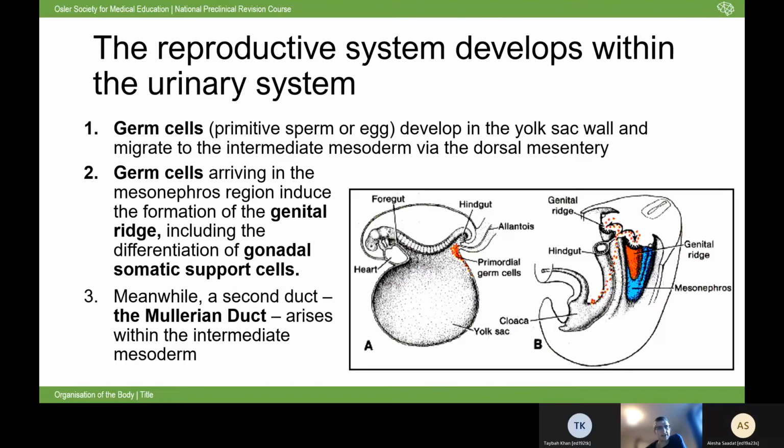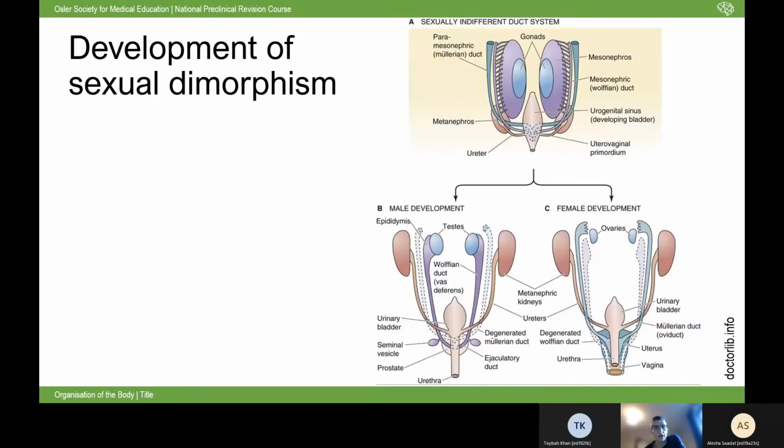We also see a second duct arising in the intermediate mesoderm. This is the paramesonephric duct, it can sometimes be called, but the Mullerian duct is what it's often known as. So we have these primitive gonads developing where the germ cells have migrated into the mesonephric region of the intermediate mesoderm, have formed the genital ridge. They've induced the surrounding cells to become gonadal support cells.